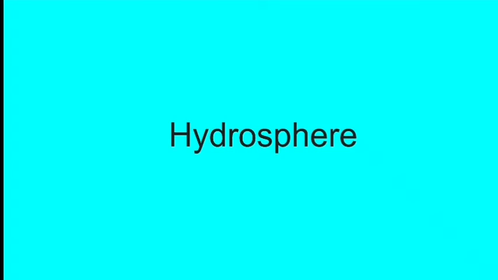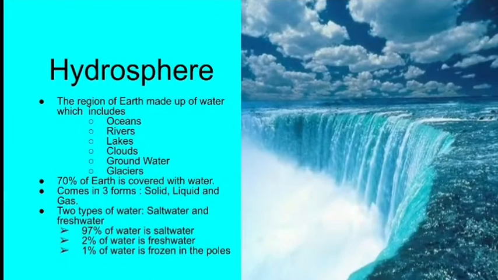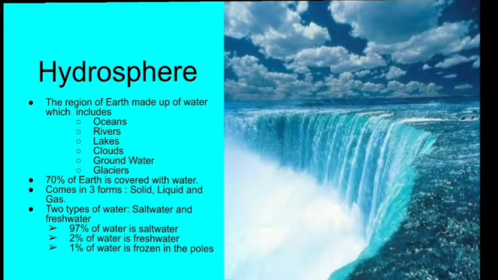Now, I'm going to talk about the Hydrosphere. It is the region of Earth made up of water, which includes oceans, rivers, lakes, clouds, groundwater, and glaciers. 70% of Earth is covered with water. It also comes in three different forms, which are solid, liquid, and gas.